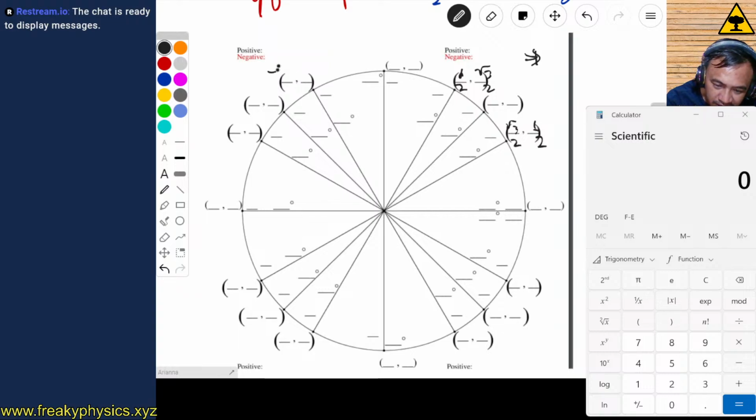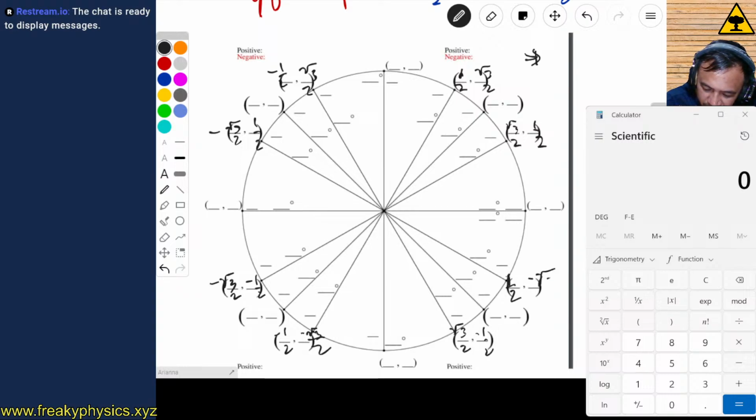So this is negative 1 half, square root of 3 over 2. This is negative square root of 3 over 2, 1 half. Same thing, negative square root of 3 over 2, negative 1 half. Negative 1 half here, negative square root of 3 over 2. And the last one, this is square root of 3 over 2, 1 half. And this, negative 1 half, and then 1 half here, negative square root of 3 over 2.